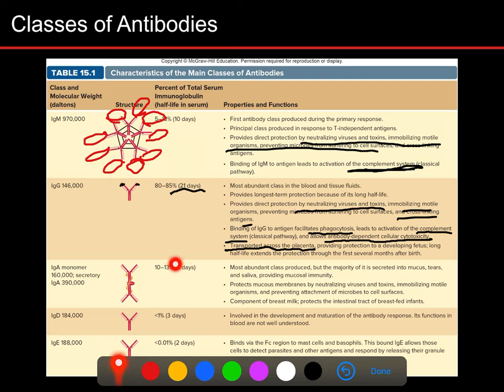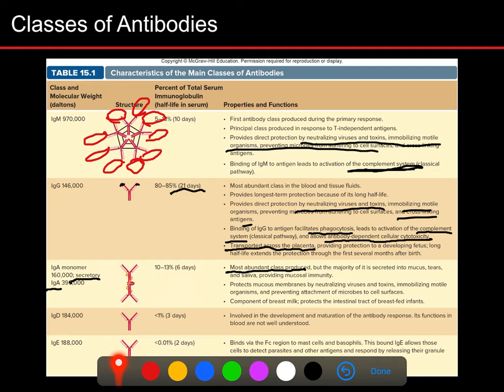IgA is the most abundant antibody produced. Now, I just told you that IgG was the most abundant antibody in your blood. So if you're making even more IgA than you do IgG, that tells you it's not located in the blood. And in fact, IgA is often called secretory IgA. There are some IgAs that are non-secretory and are found in the blood, but most IgA is secretory IgA, and it's found as a dimer, and it's located in body secretions.